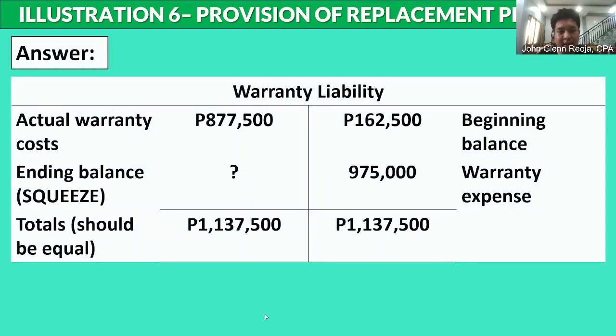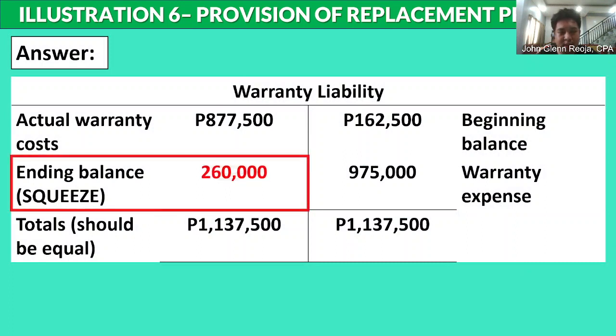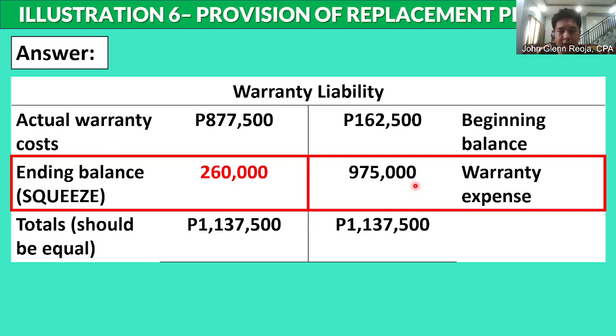So, the ending balance, how much is the ending balance? 260,000 warranty liability, while the warranty expense for the year 2023 is 975,000.